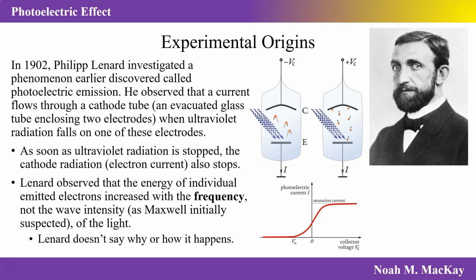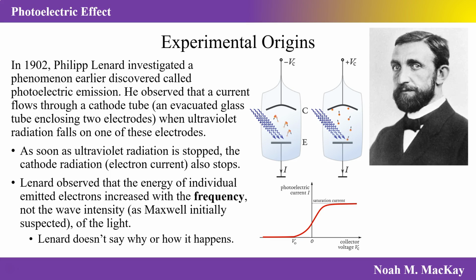It was in 1902 that Philip Lenard investigated this phenomenon called photoelectric emission. He took cathode tubes, which are glass tubes with two electrodes inside. When he fired ultraviolet radiation onto one of these electrodes, he was able to induce an electron current. Whenever the radiation stopped, the current also stopped. So clearly there is a dependency between the incident light and this induced electron current.